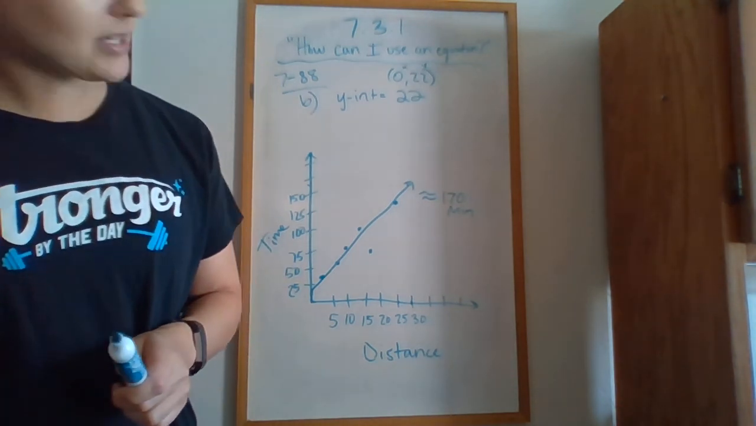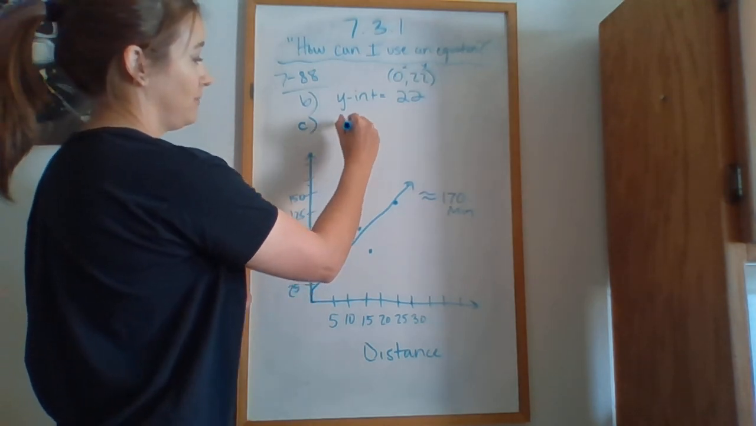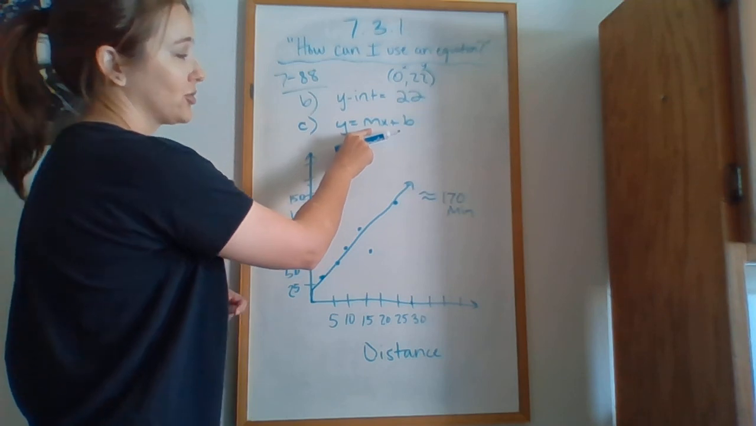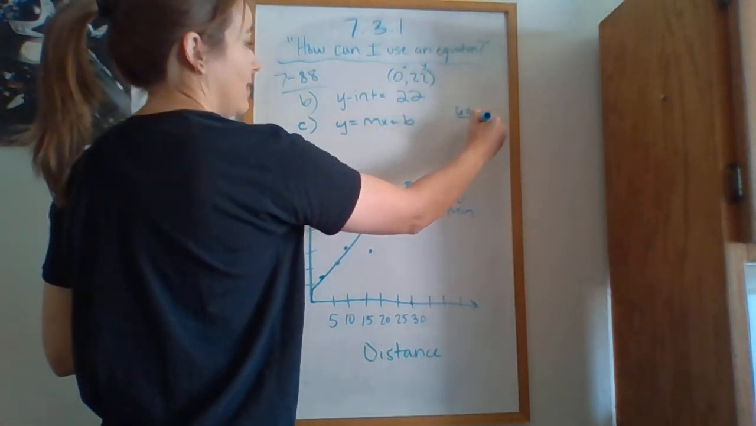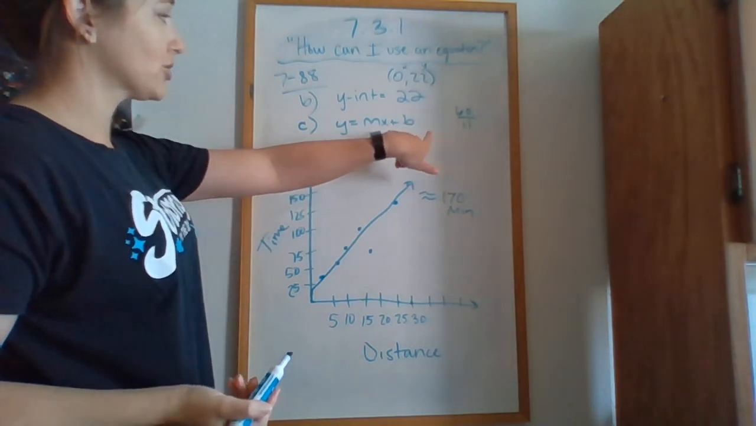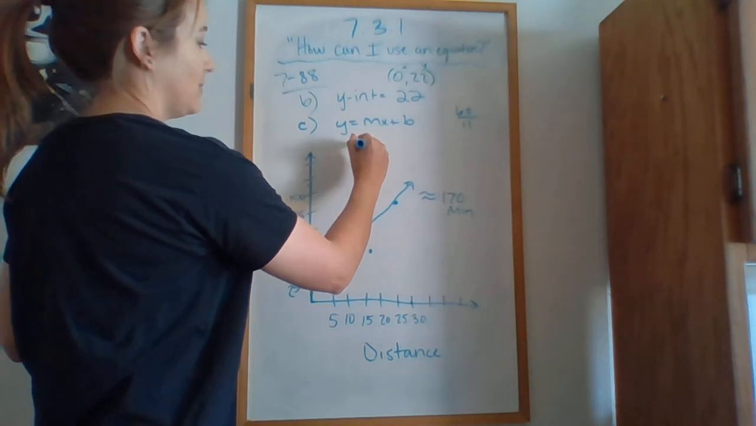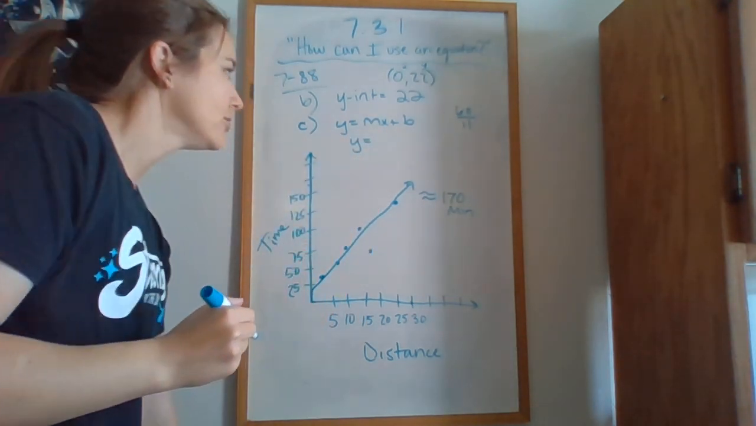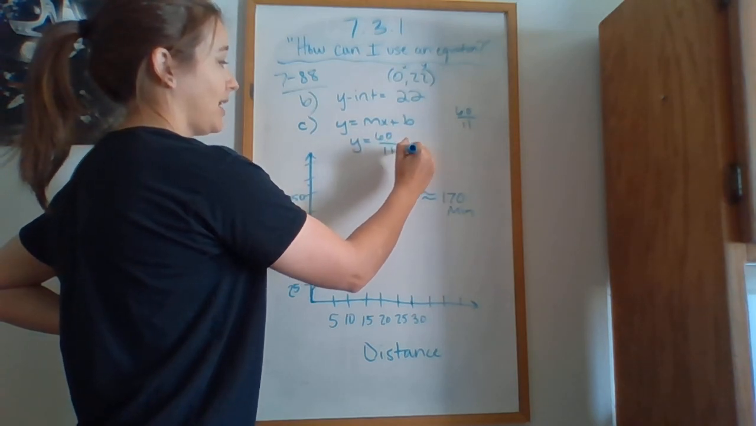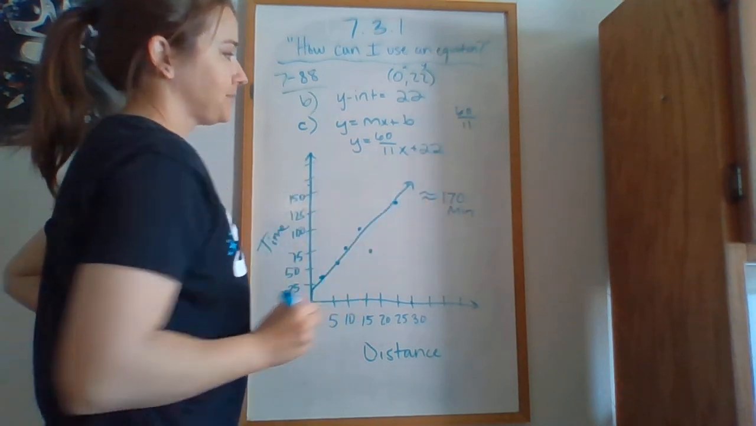Part C is asking us to write the equation now in y equals mx plus b form. That's our y-intercept and that's our slope. And we know the slope. What I got was 60 over 11. So we can just plug these two values into our equation. Keep the y, we don't have the y value. So y equals the slope, 60 over 11x, plus your y-intercept, plus 22.